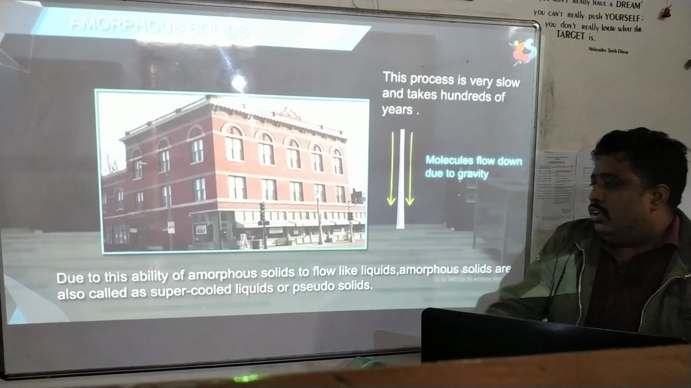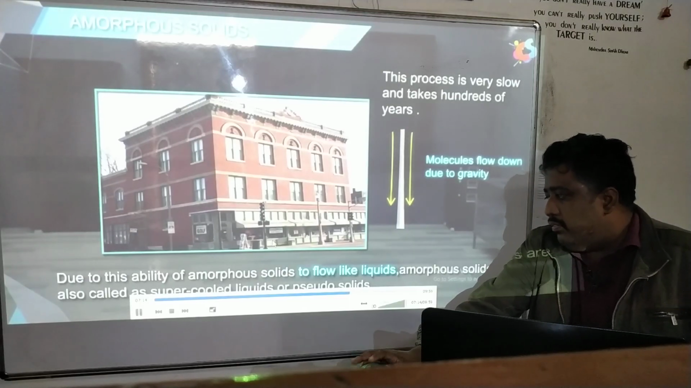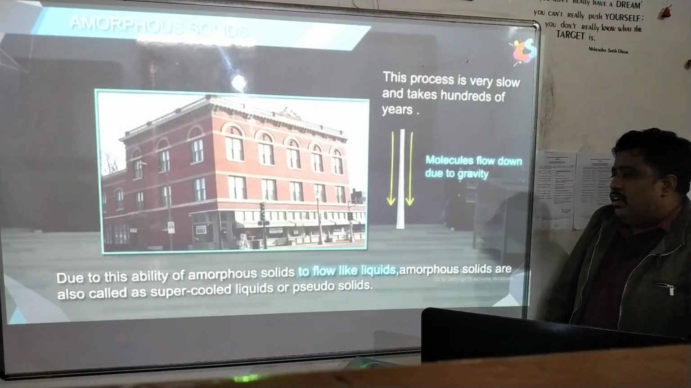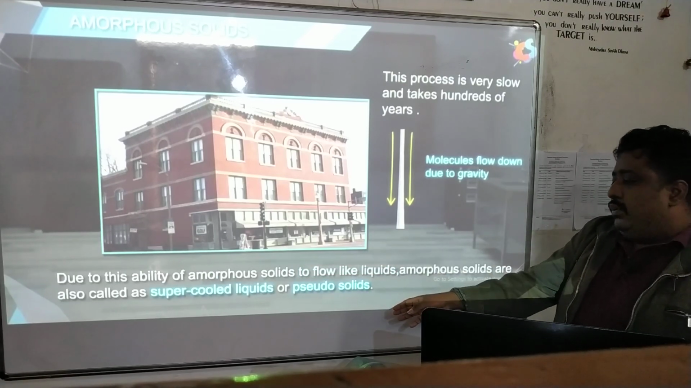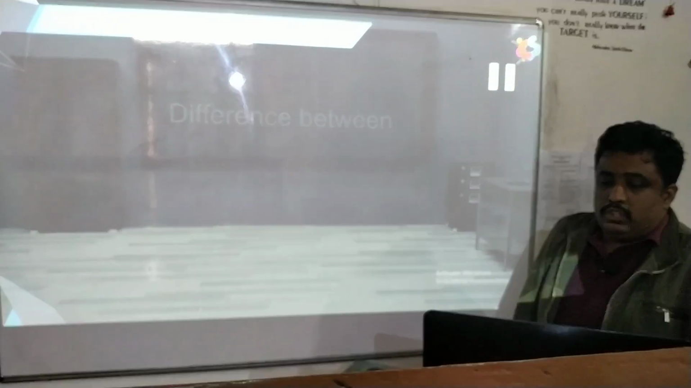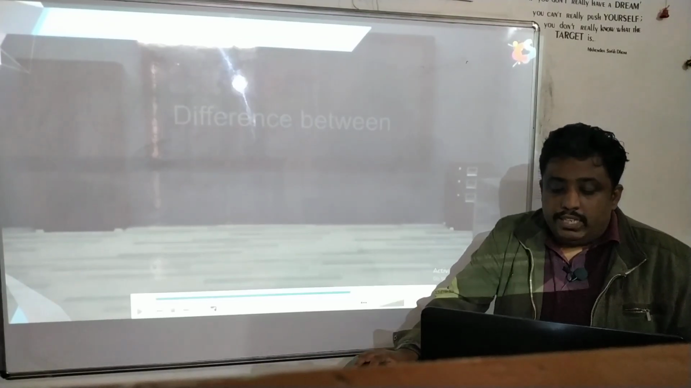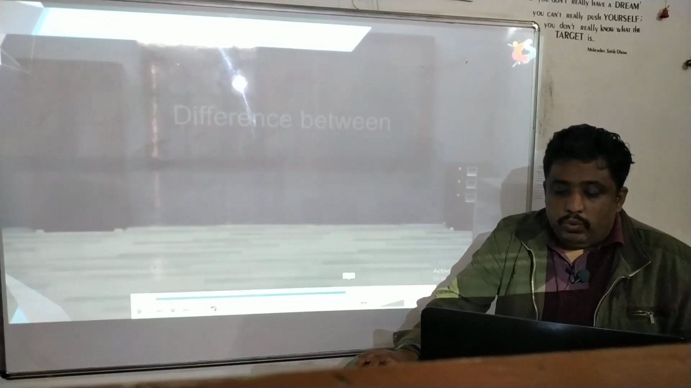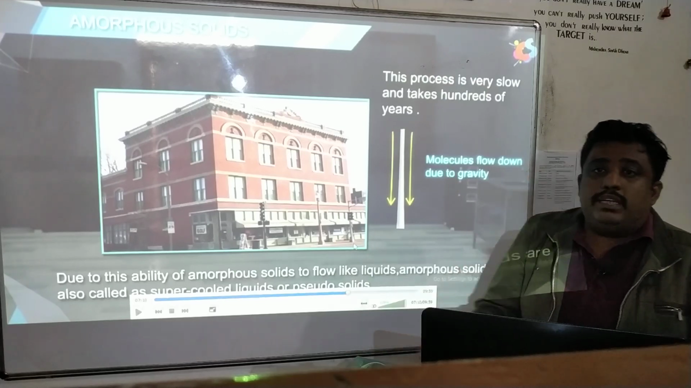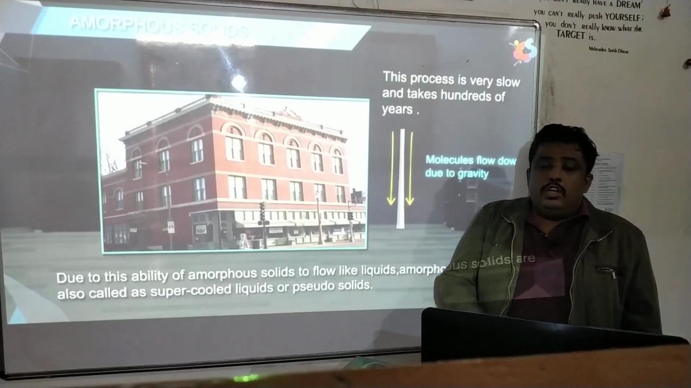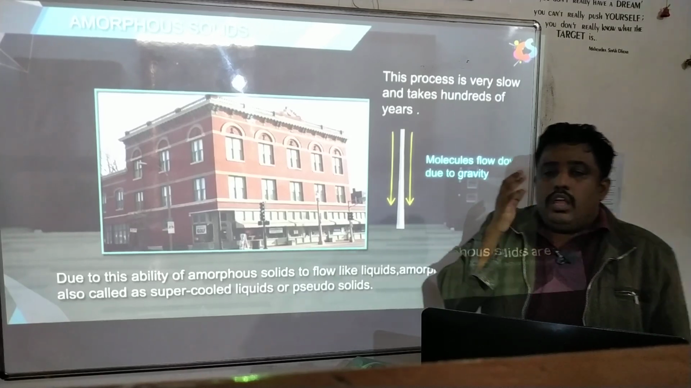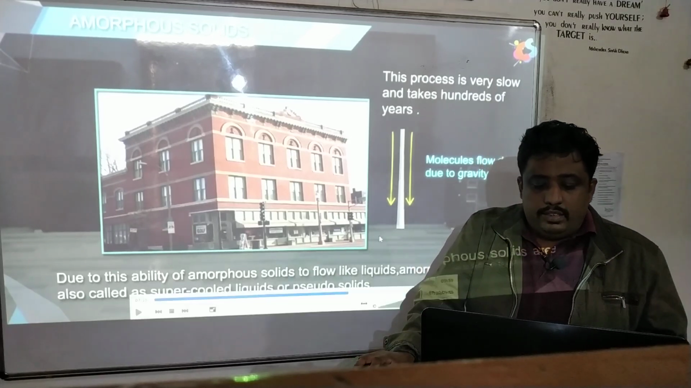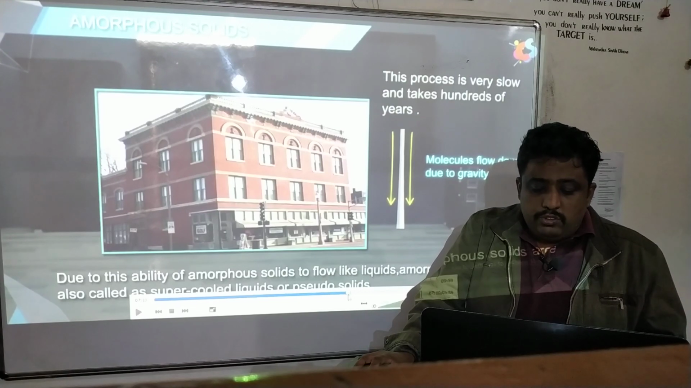Due to this ability of amorphous solids to flow like liquids, they are called super cooled liquids or pseudo solids. So in the exam, they may ask you what you mean by pseudo solid or super cooled liquid. The answer is simple: amorphous solid. Then let's move on to the next points of difference.